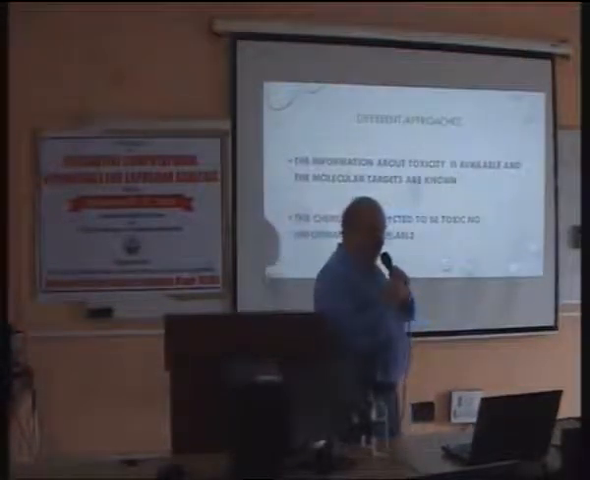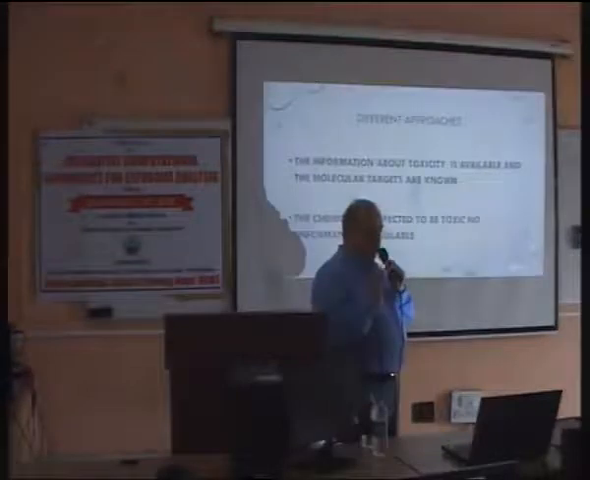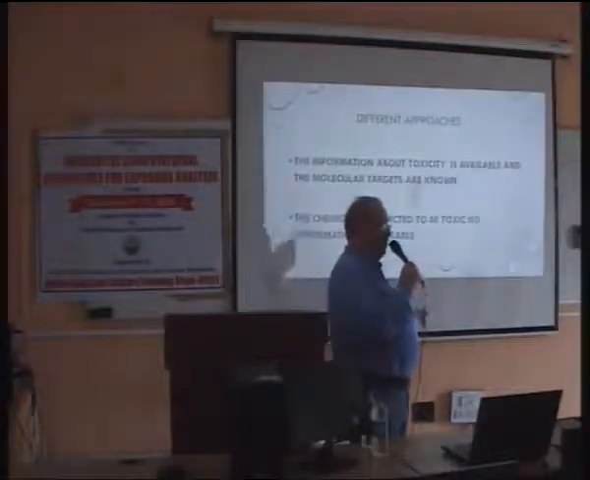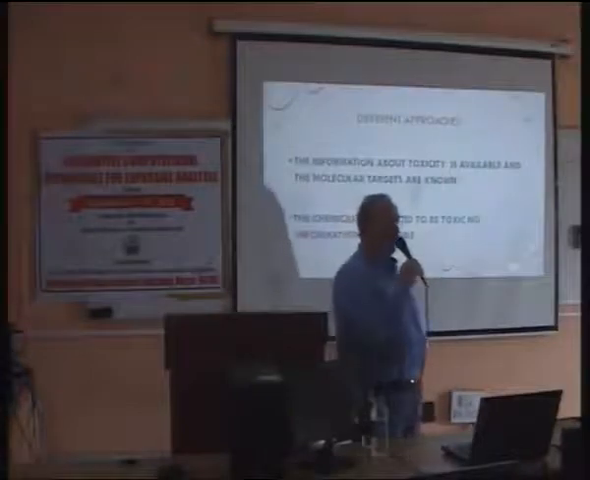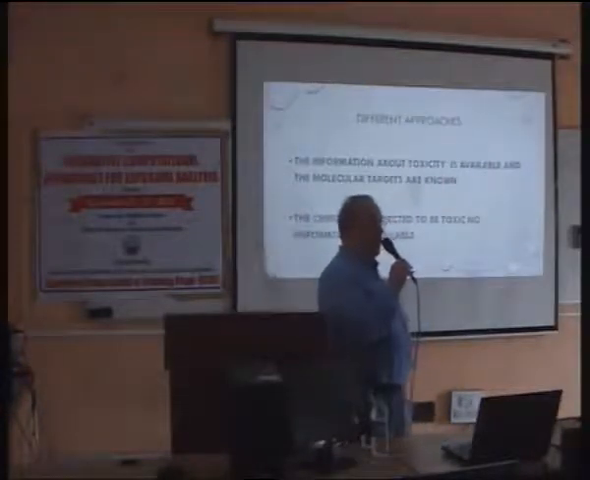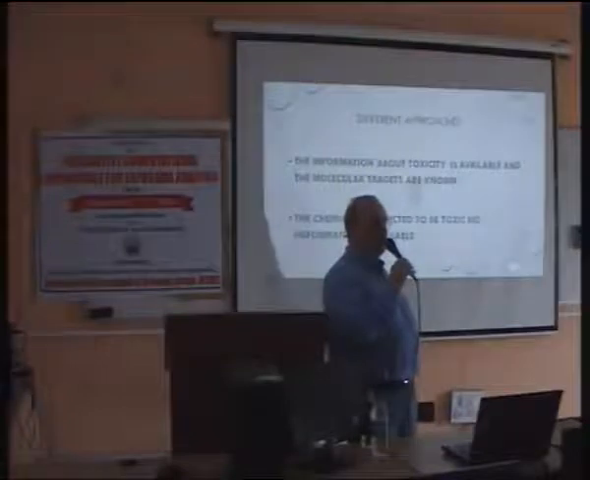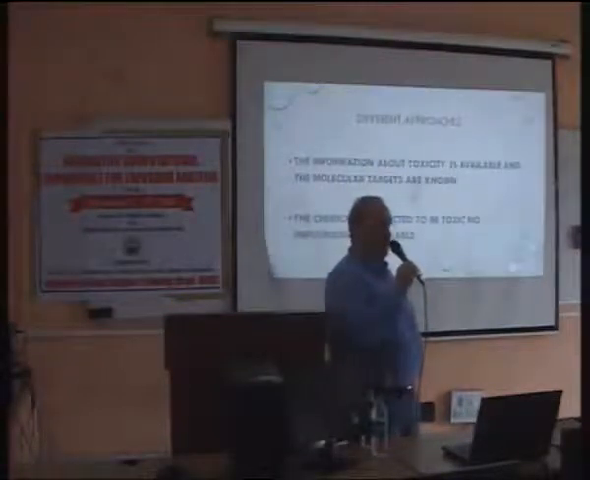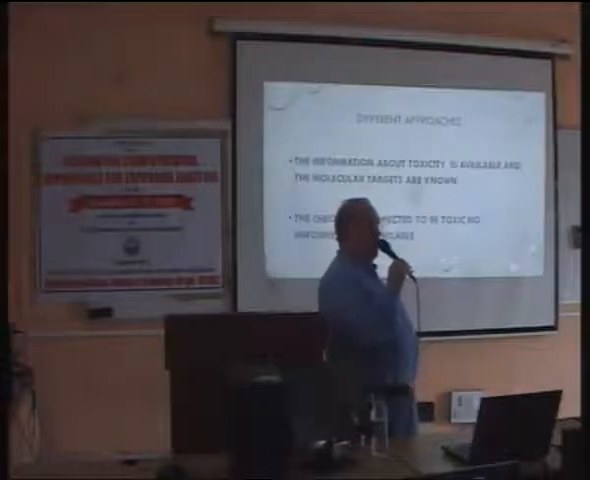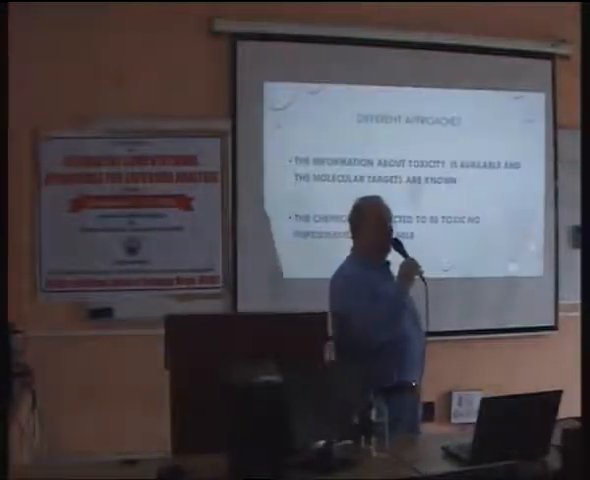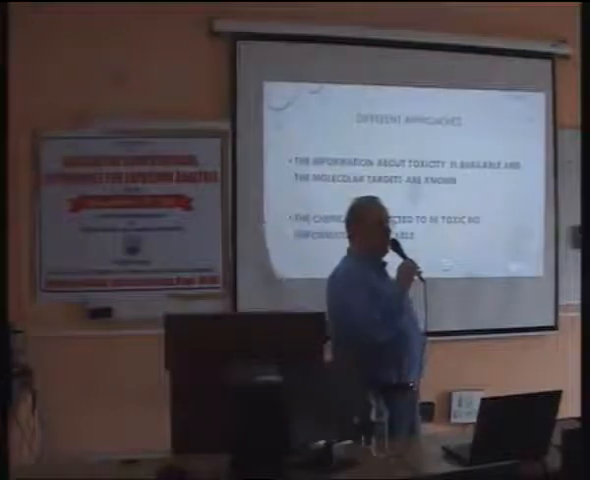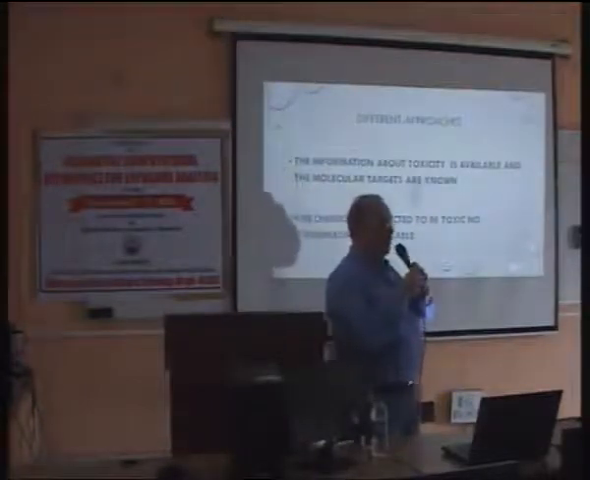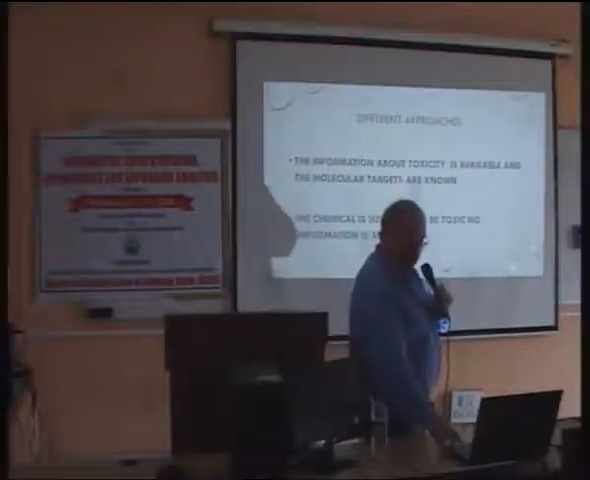In the second case, the chemical is suspected to be toxic and no information is available. We have all the information about the chemical compound as is. I make the example of phthalate, because phthalate is a family of compounds and many of them are potentially toxic, but no information is at the moment available.